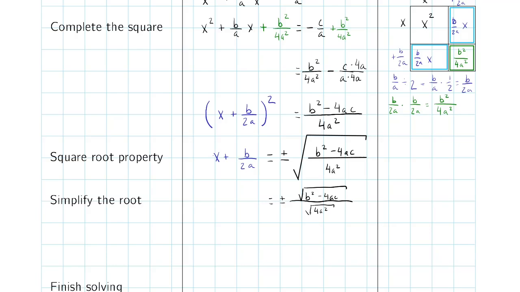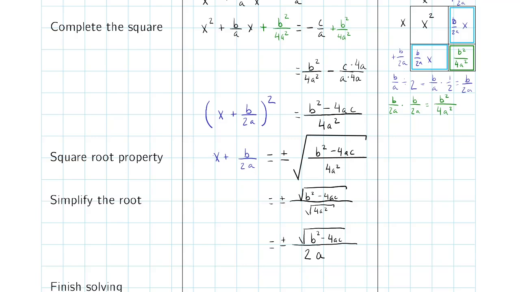Oh, but I think 4a squared is a perfect square. So I think we'll just have plus or minus the square root of b squared minus 4ac all over the square root of 4 is 2. The square root of a squared is a. Now, what I just told you about the square root of a squared is a fib. Thinking about it, the square root of a squared is always positive, so it ends up being the absolute value of a. But we've got this plus or minus. So if a happens to be negative, that just switches which is plus and which is minus, which doesn't matter.